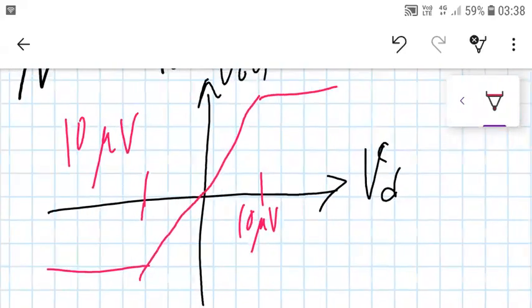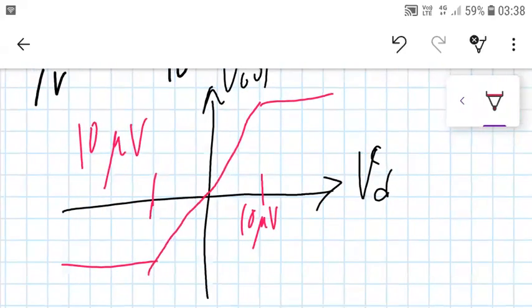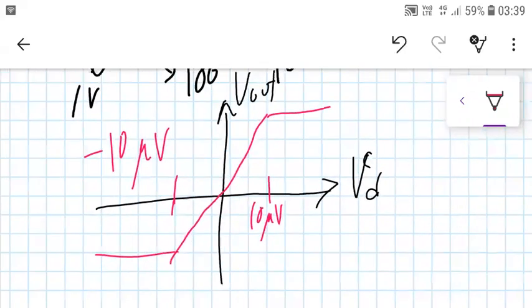So what we are saying over here is the op-amp will be linear as long as the difference between the inputs falls within this range, that is plus 10 microvolt to minus 10 microvolt, and outside that it will hit a rail. So what is this? This is around the minus 12 volts rail, and this is the plus 12 volts rail.